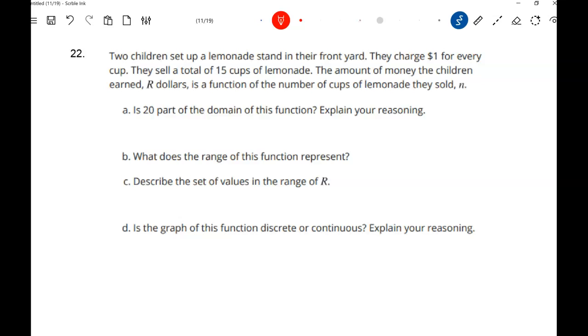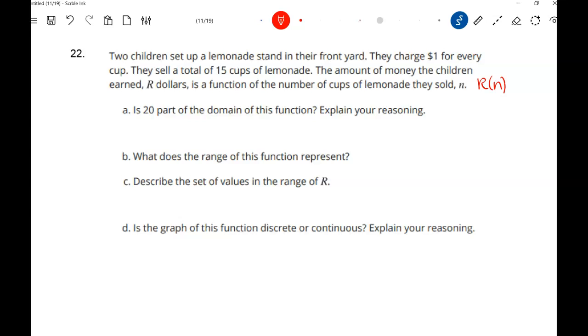Two children set up a lemonade stand in their front yard. They charge $1 for every cup. They sell a total of 15 cups of lemonade. The amount of money the children earned, R dollars, is a function of the number of cups of lemonade they sold, N. In other words, R of N. Part A: is 20 part of the domain of this function?